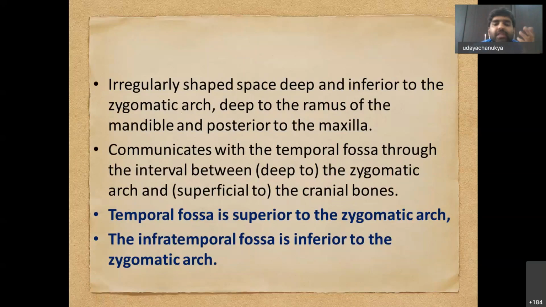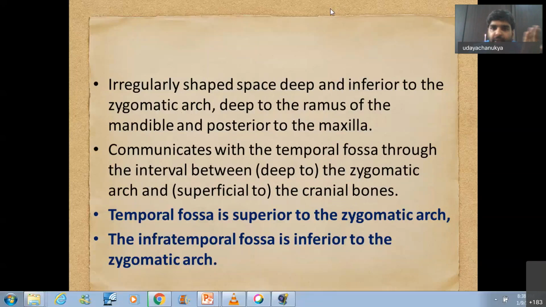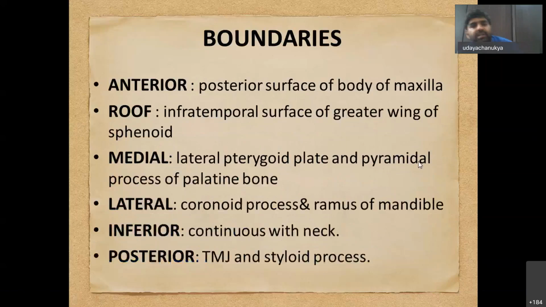It communicates with the temporal fossa through the interval between the zygomatic arch and the cranial bones. The temporal fossa is what is superior to the zygomatic arch, whereas the infratemporal fossa is inferior to the zygomatic arch. As simple as that. The main differentiating structure is the zygomatic arch. Now we'll see some diagrams in order to understand.